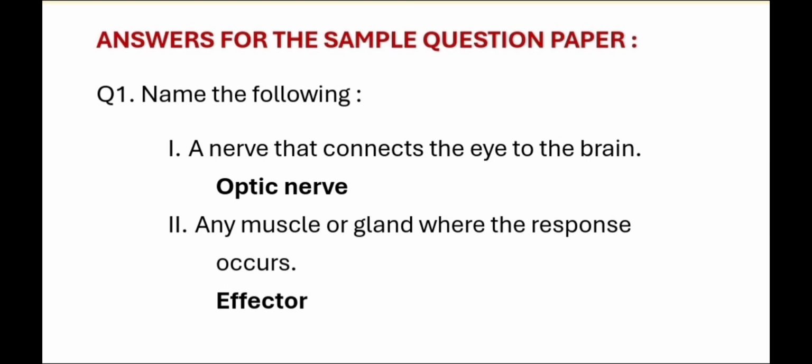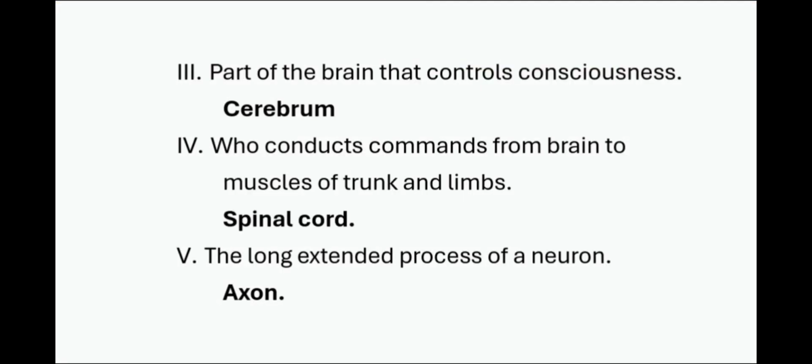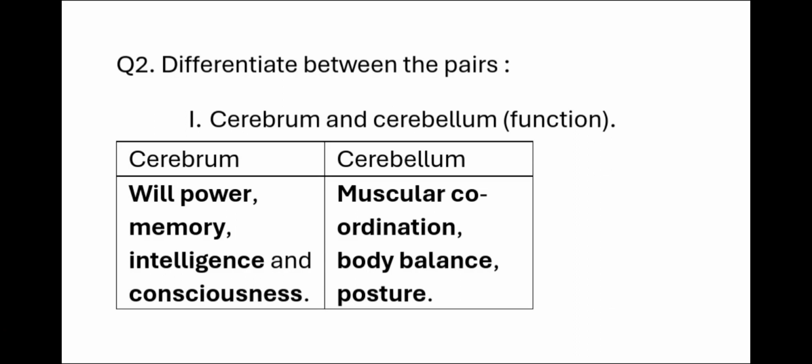The question number 1, it is the optic nerve which connects the eye to the brain. The second is the muscle or gland which produces a response is an effector. And the part of the brain that controls consciousness is cerebrum. Now, it is the spinal cord which conducts from the brain to the muscles of the trunk and limbs. And finally, it is the axon, which is a long extension process of a neuron.